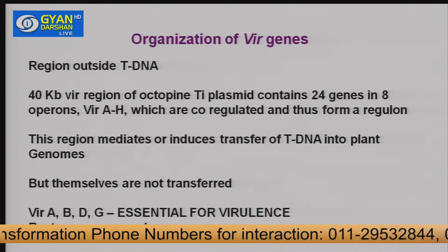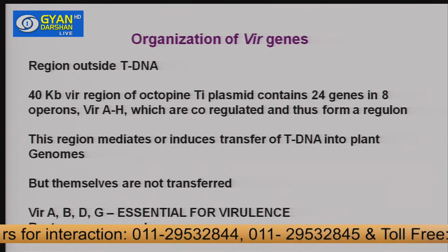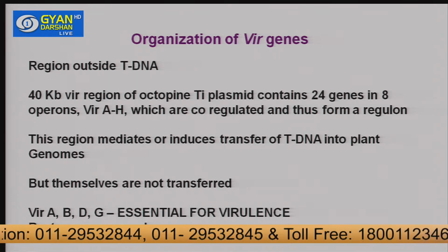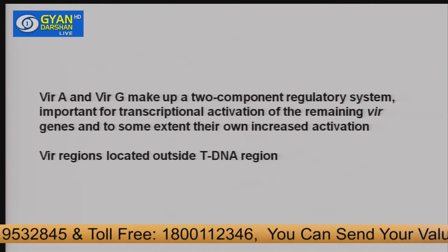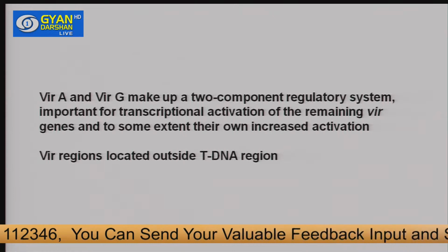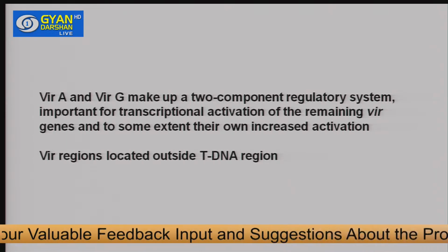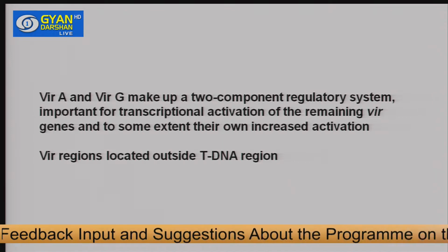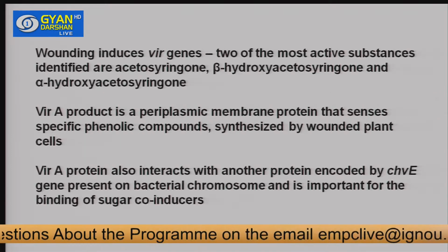Now we have to look at how they are helping in this transfer process. VirA, VirB, VirD, VirG are essential for virulence, and the rest of the Vir genes play an accessory role. VirA and VirG make up a two-component regulatory system important for transcriptional activation of the remaining Vir genes and to some extent their own increased activation. Vir regions are located outside the T-DNA region.